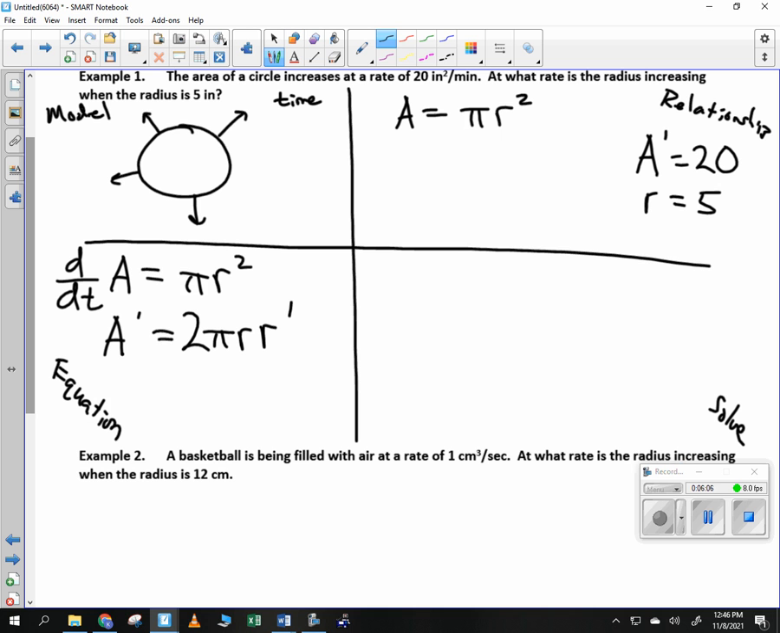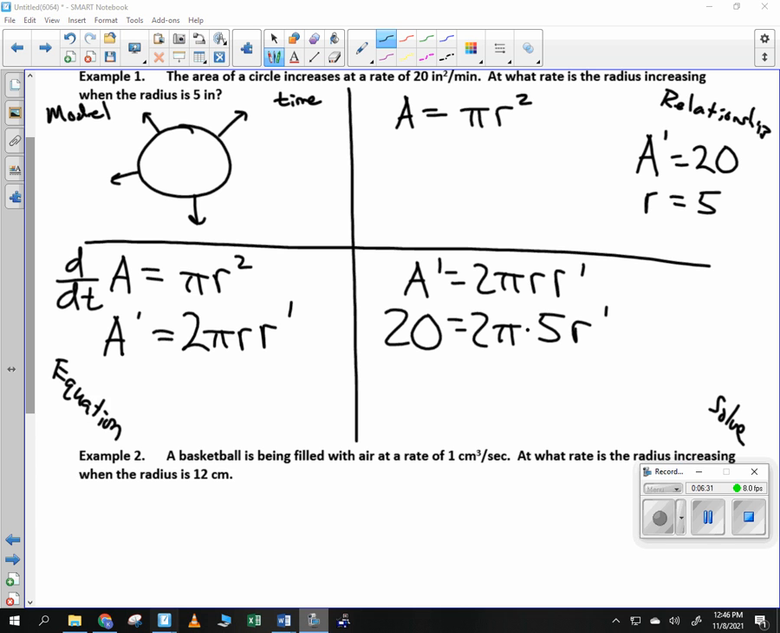A prime is 20. So notice if I have A prime is equal to 2 pi r r prime, I plug in 20 for A prime, 2 pi. I know the current radius, it's 5. And I'm trying to solve for r prime. Will I now be able to solve for r prime? Yeah, not a big deal at all, is it? So I will go ahead and take out my handy-dandy calculator.